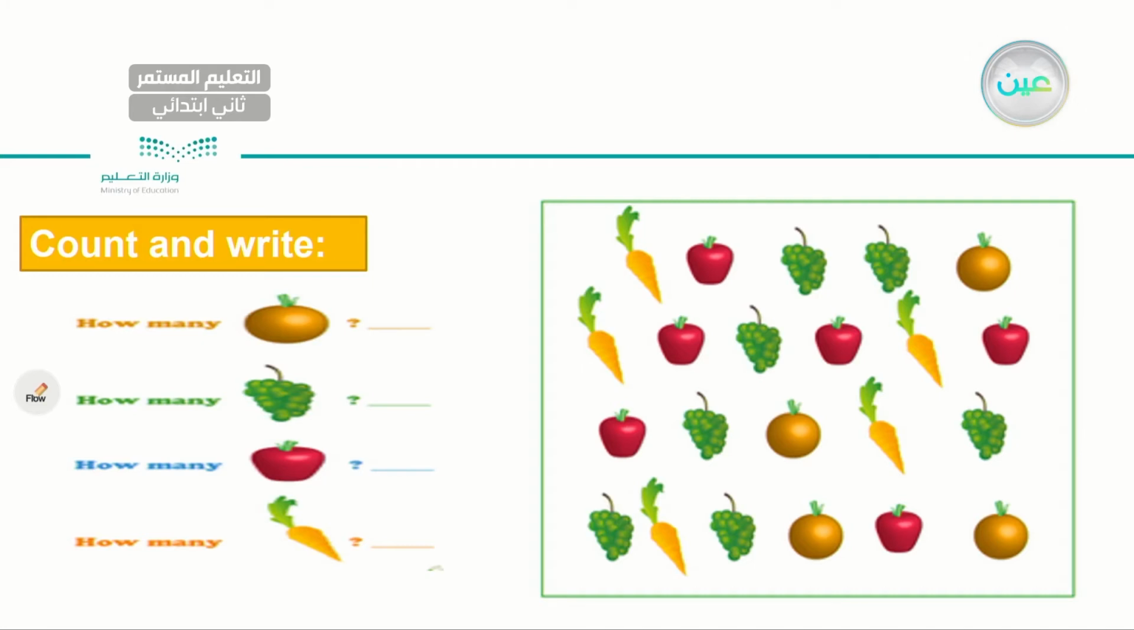Start by counting the oranges. And then write your answer. Then move to the grapes. Do the same. How many grapes? And then move to the apples. How many apples? And end your answers by giving me the number of the carrots. How many carrots do we have?